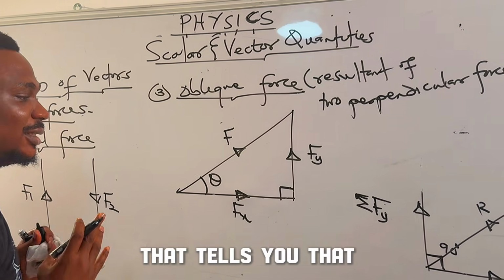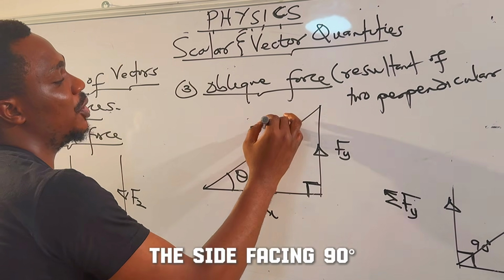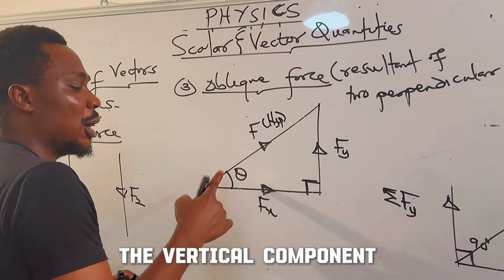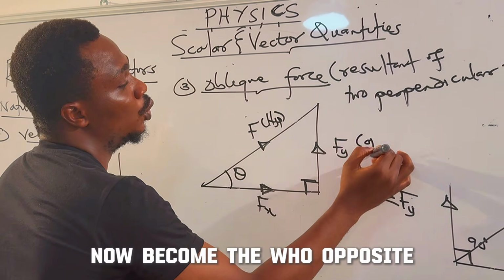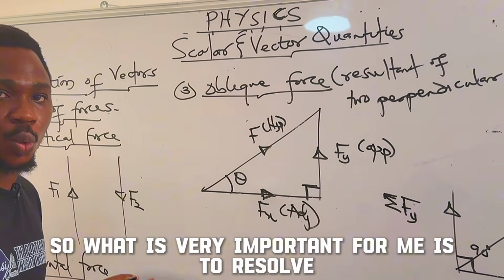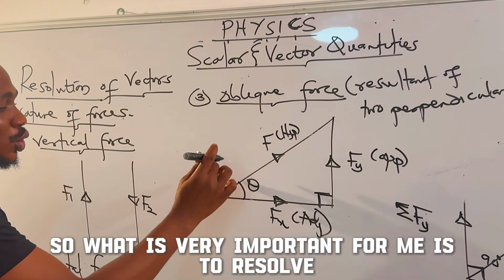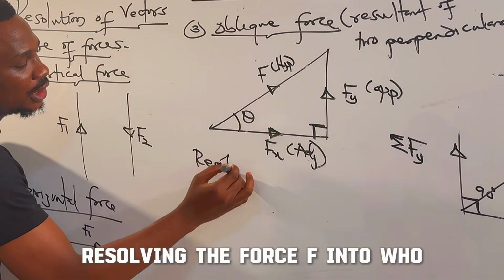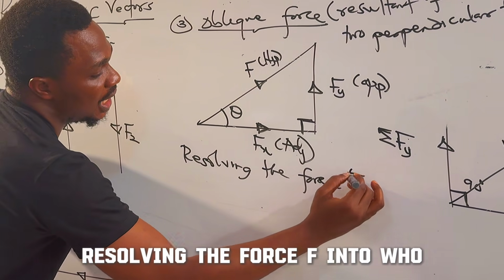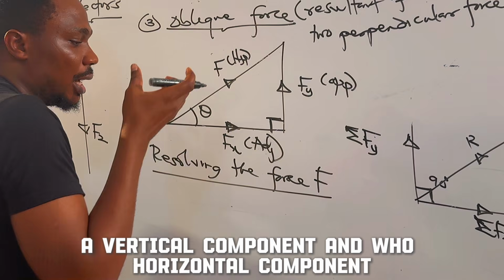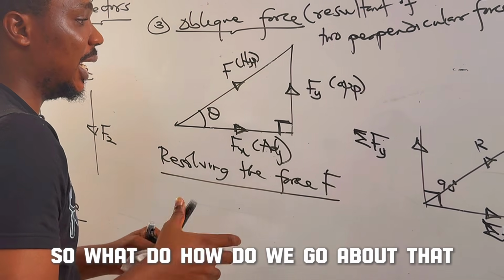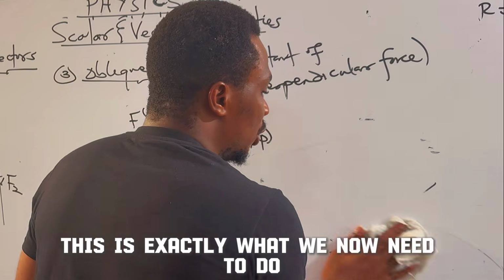Now, in this case, the side facing 90 degrees becomes your hypotenuse. That's the oblique force itself. The vertical component of this force now becomes the opposite, while the last one now becomes who? Adjacent. So what is very important for me is resolving the force F into who? A vertical component and who? A horizontal component. So how do we go about that? This is exactly what we now need to do.